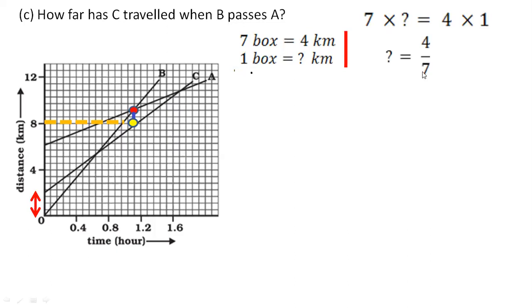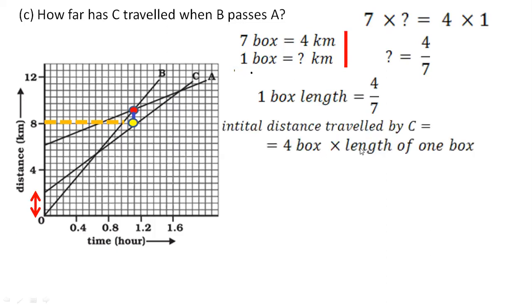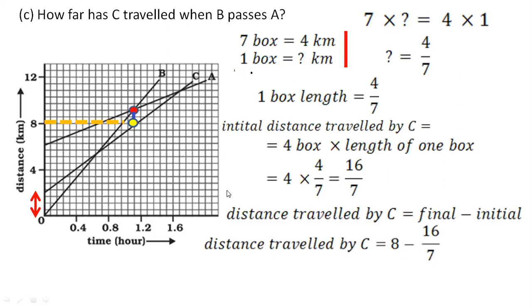Cross multiplied, the answer is 4 by 7. Then we multiplied 4 by 7 with 4 boxes. So 4 into the length of one box, that would be 16 by 7. And this we subtracted from 8 kilometers. So that was very simple, 8 minus 16 by 7.